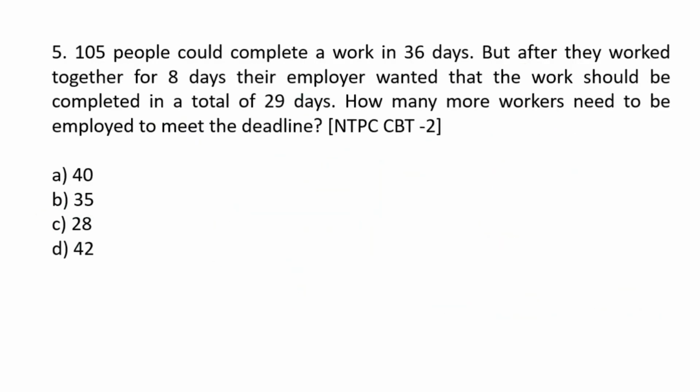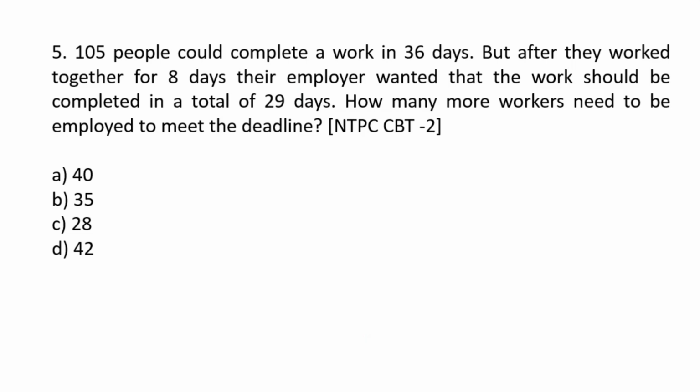So going to the next question. 105 people could complete a work in 36 days, but after they worked together for 8 days, their employer wanted the work to be completed in a total of 29 days. So how many more workers need to be employed to meet the deadline?